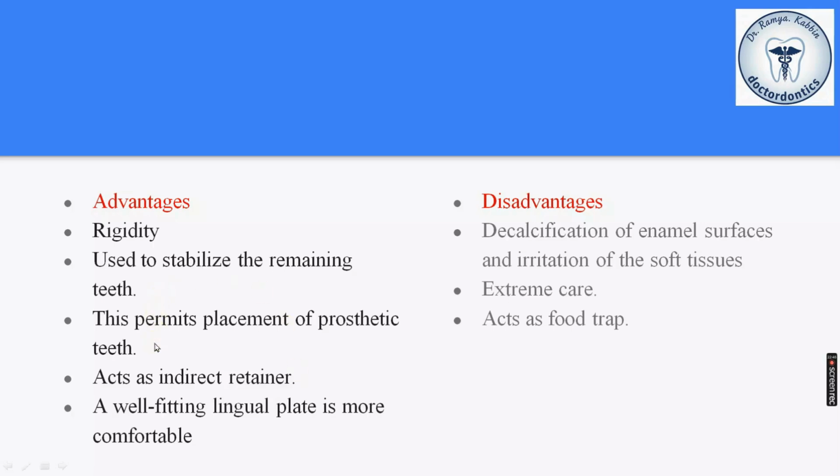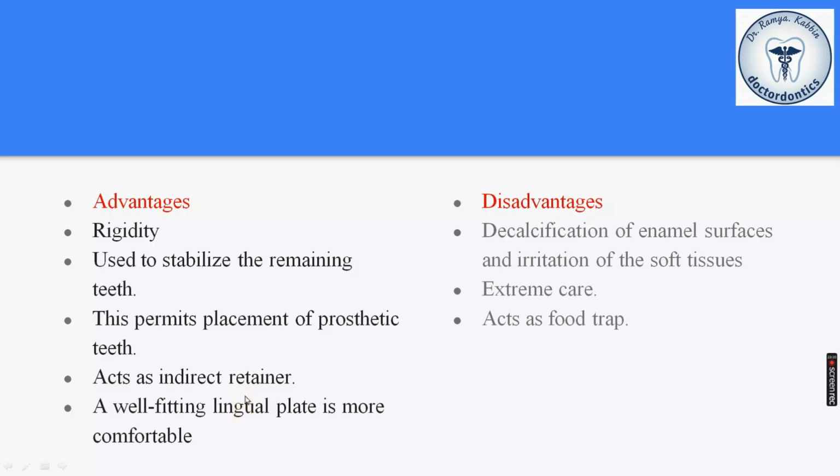So whenever you are planning for the extraction of lower teeth afterwards, due to some systemic history of the patient, at that time you can use the lingual plate, extract the teeth consequently, and replace the teeth using prosthetic teeth. You can place the prosthetic teeth on the lingual plate. For the time being, after extraction of all the teeth, you can go for the next definitive treatment.